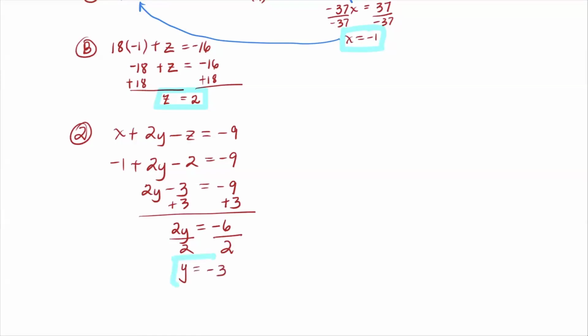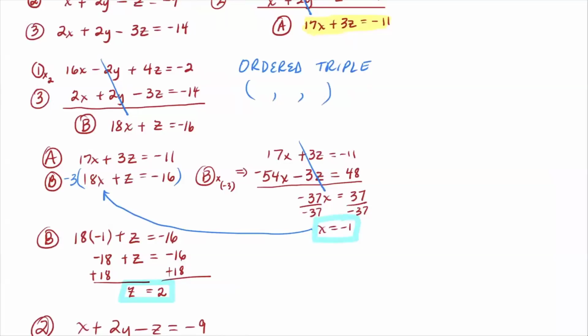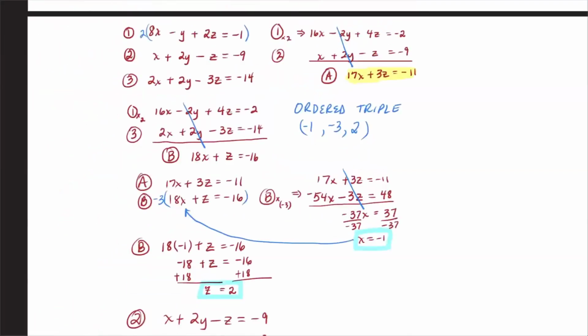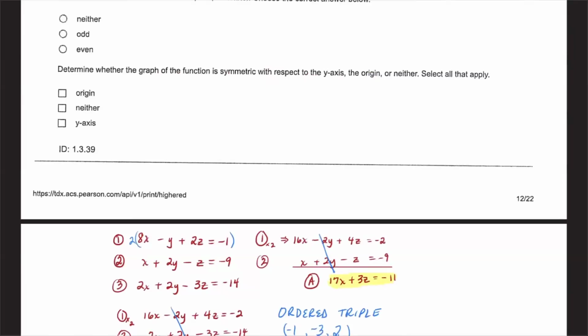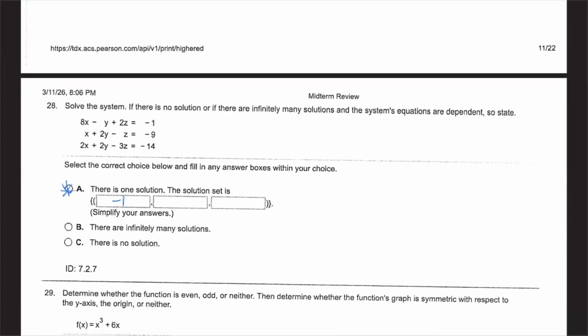So now I have a value for y. So the ordered triple is going to be negative 1 in the x place, negative 3 in the y place, and 2 in the z place. So that would be the answer that you write down, right here: negative 1, comma, negative 3, comma, 2.